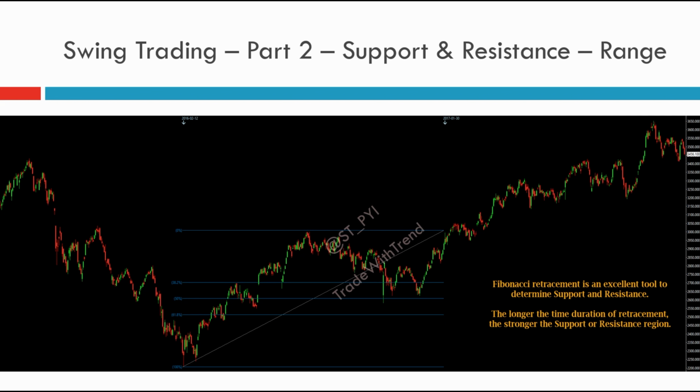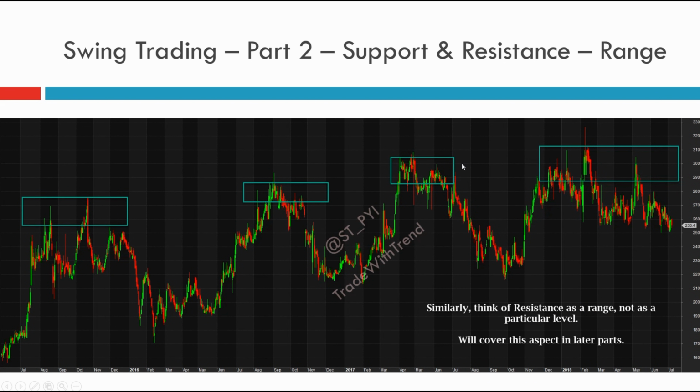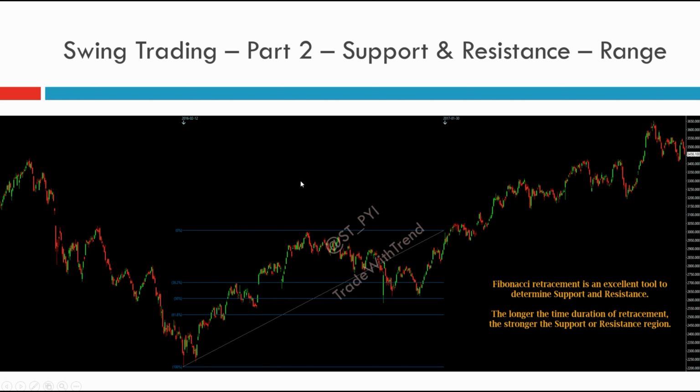So in subsequent slides, I have hidden this 38.2% retracement level and this 61.8% level. I've just kept this 50% level here. So what we've seen is that price has moved up and it finally retraces and takes support at 50% retracement, and then it moves ahead. Which is why the previous slide that I showed you about proper range as support or resistance, this is what comes into picture here.